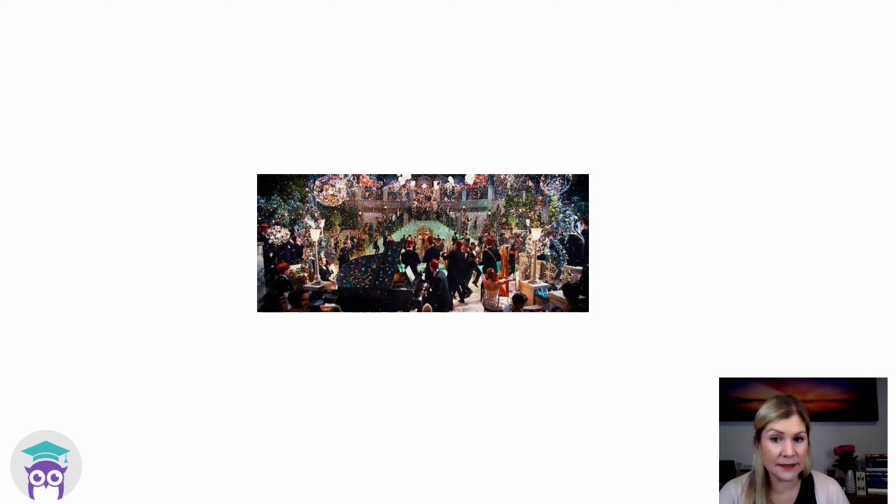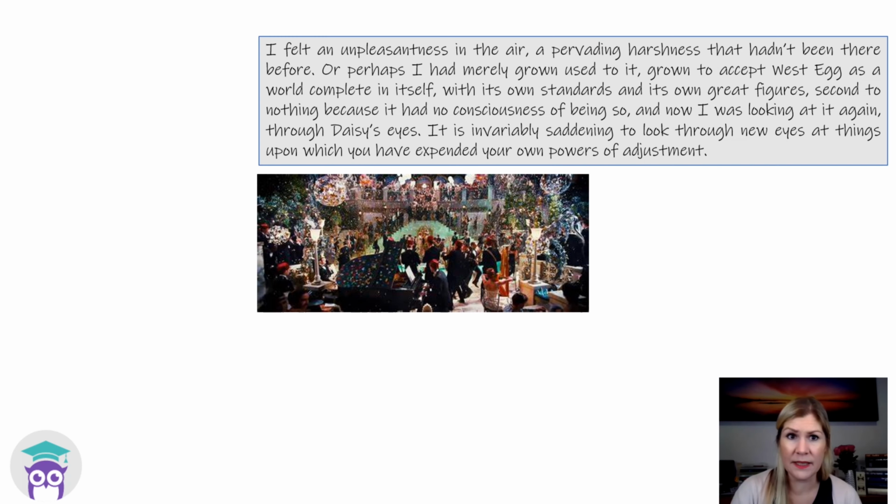But this meeting does, like I said before, give Tom some concern, which is one of the reasons why he decides to go to the party with Daisy. Now, this is Nick's recollection, so you get the idea that Nick is reevaluating as much as Gatsby is, as he sees the party through Daisy's eyes. He says, "I felt an unpleasantness in the air, a pervading harshness that hadn't been there before. Or perhaps I'd merely grown used to it, grown to accept West Egg as a world complete in itself, with its own standards and its own great figures, second to nothing because it had no consciousness of being so. And now I was looking at it again through Daisy's eyes."